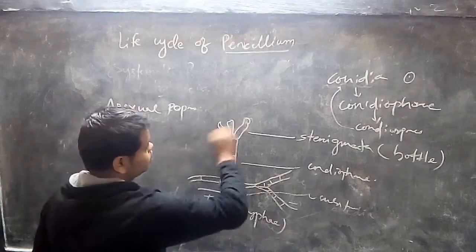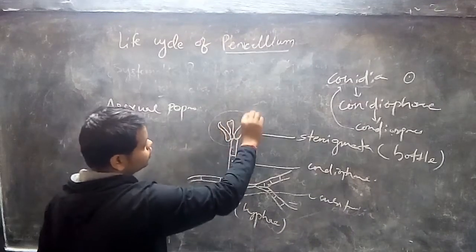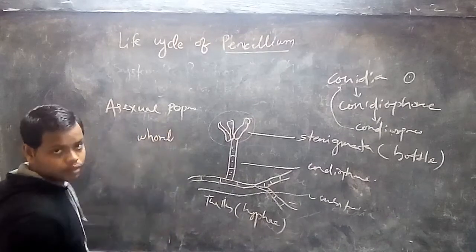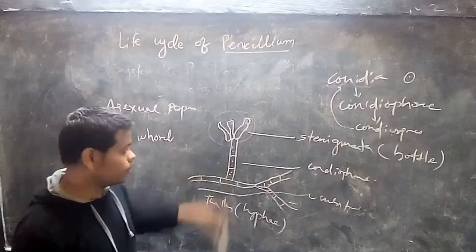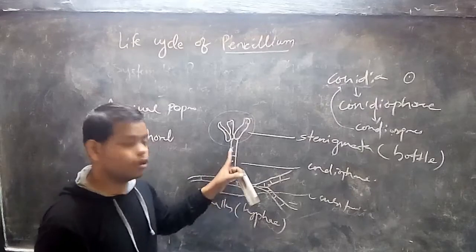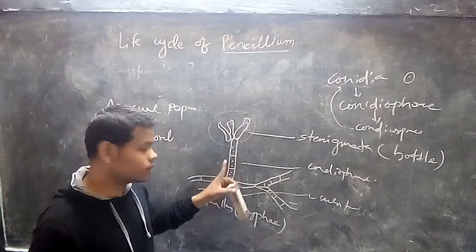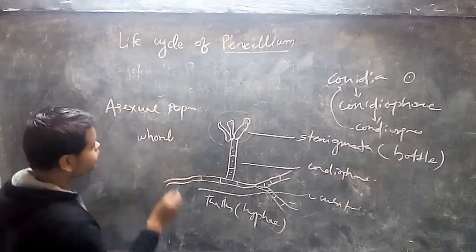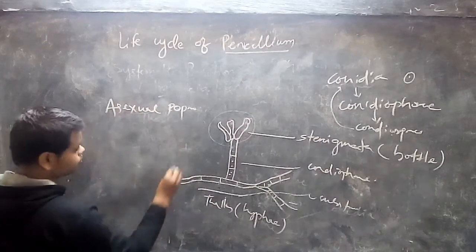Now, this is one whorl of sterigmata. And this conidiophore is non-branched. It is unbranched. There are some conidiophores present which are branched also.